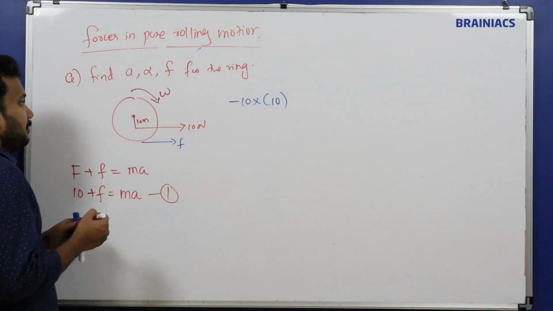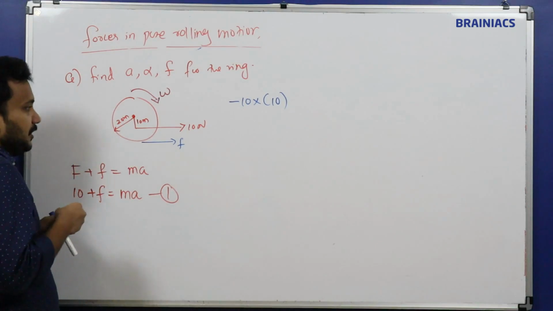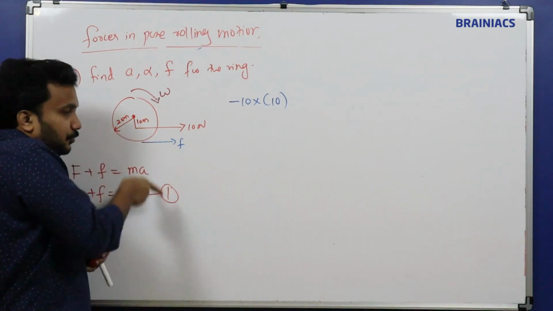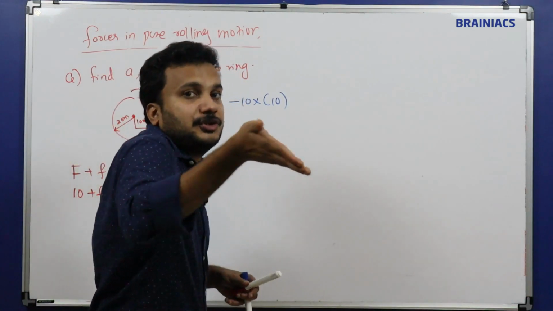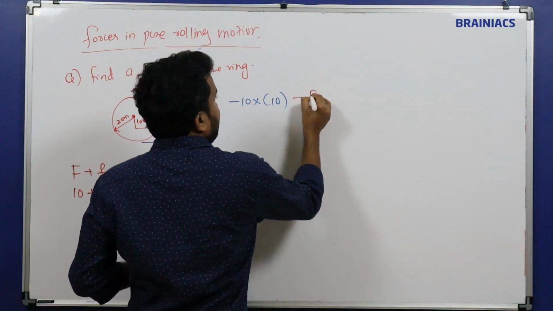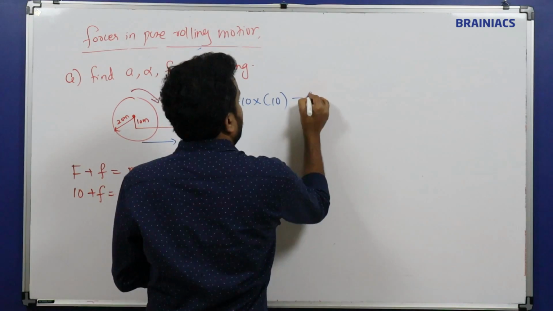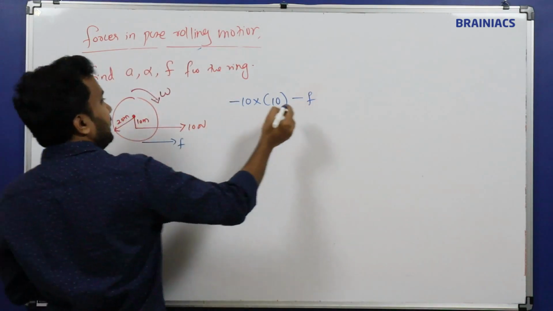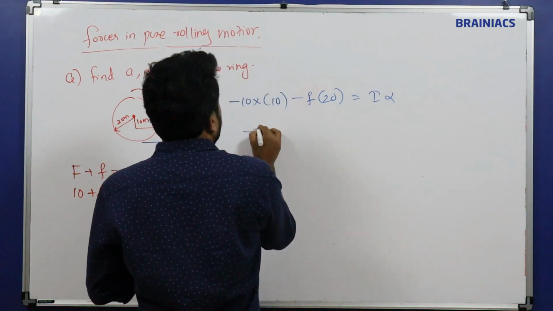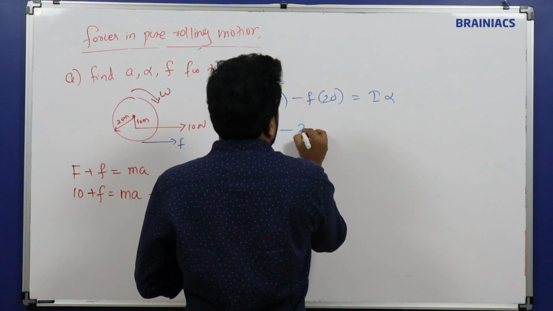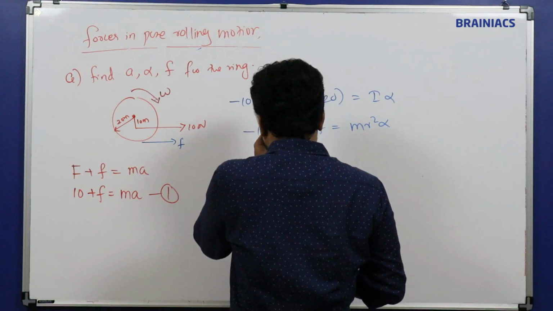The second parameter I missed in the question: the radius is 20 meters. The second one is R cross the frictional force. The thumb is pointing outside, so minus the frictional force into the perpendicular distance, the radius 20, is equal to I alpha. So minus 10 means minus 100, minus 20F is equal to I, mr square, alpha.